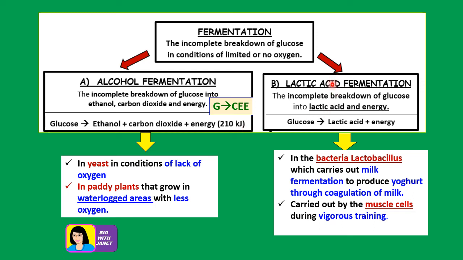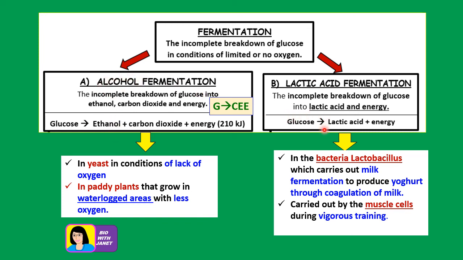Now for the other type of fermentation, it's called lactic acid fermentation. It was not tested in this question, but it can be asked. So you must know that it is also the incomplete breakdown of glucose, but the product formed is not ethanol. It is lactic acid and energy. That's why we call it lactic acid fermentation. The final product is lactic acid, whereas for alcohol fermentation, the final product is alcohol, which is ethanol.